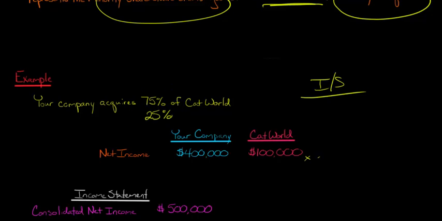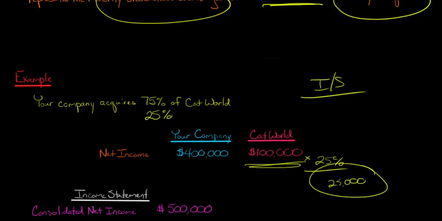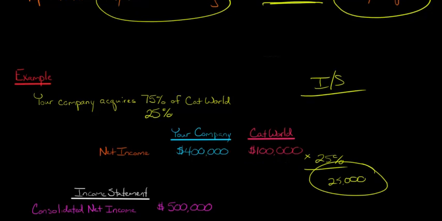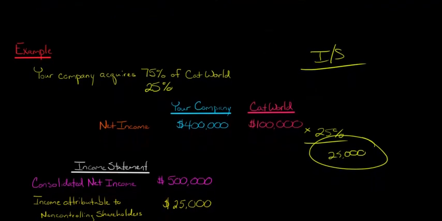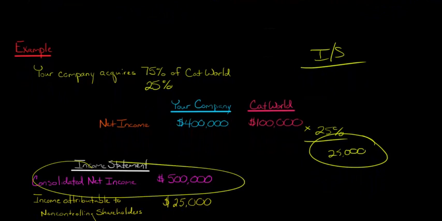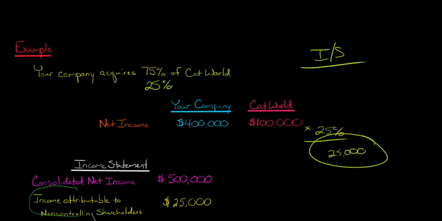And so we could say, hey, look, if we multiply this by 25%, it gives us $25,000. And so we could say that that represents the claims of those shareholders who own that other 25%. We could say theoretically they have a claim against $25,000 of Cat World's $100,000 in net income. So what we're going to do to reflect that is below the consolidated net income account, we're going to create another account, and it's going to say income attributable to non-controlling shareholders, or it might just say non-controlling interest. Okay, so this is the non-controlling interest on the income statement.